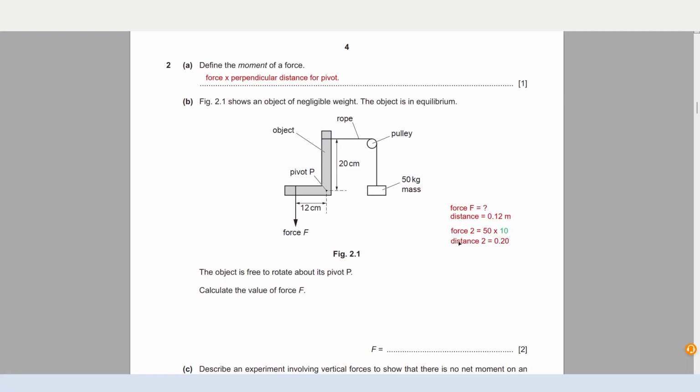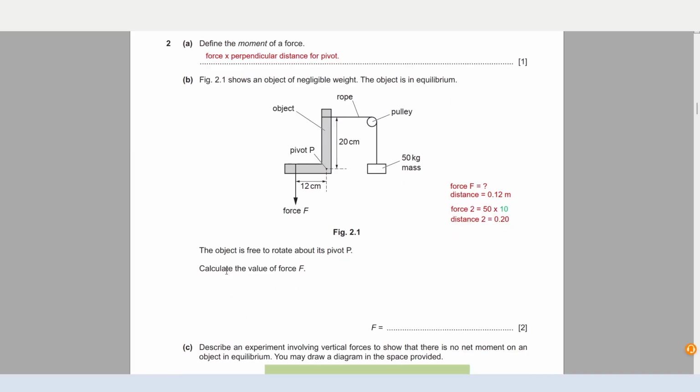So here you can see that we are given F1, which we have to find, which is this force. And the distance is 0.12 meters. Convert this into meters. Force 2 is given, which is 50 times 10, because this is mass and you have to convert this into force by multiplying by acceleration. 50 times 10, which is the gravitational constant, 10. Distance, which is 0.20 meters. You have to convert this into meters.